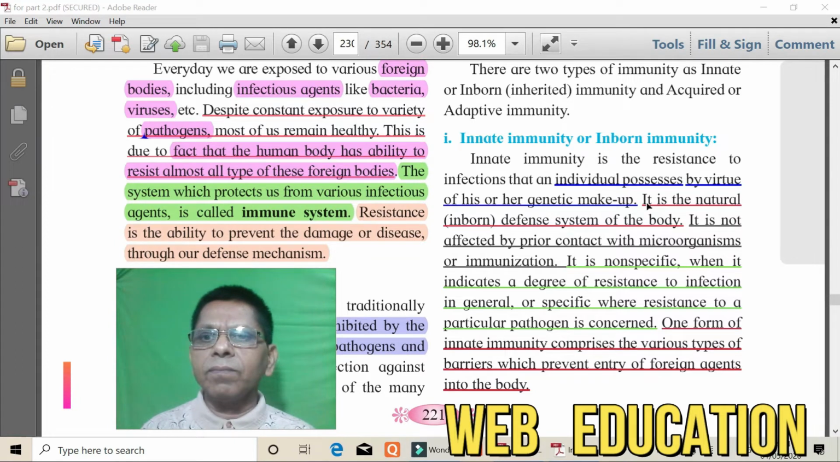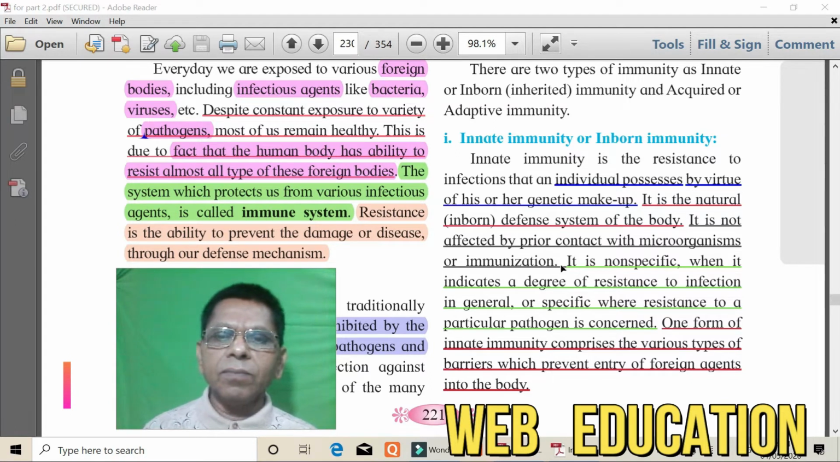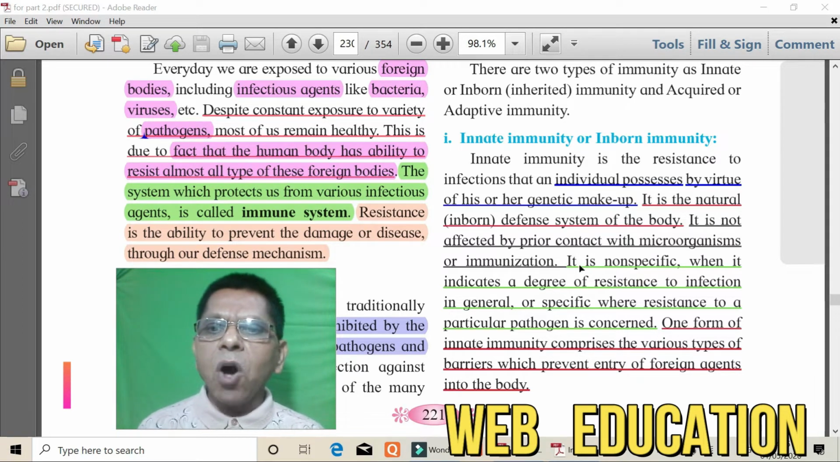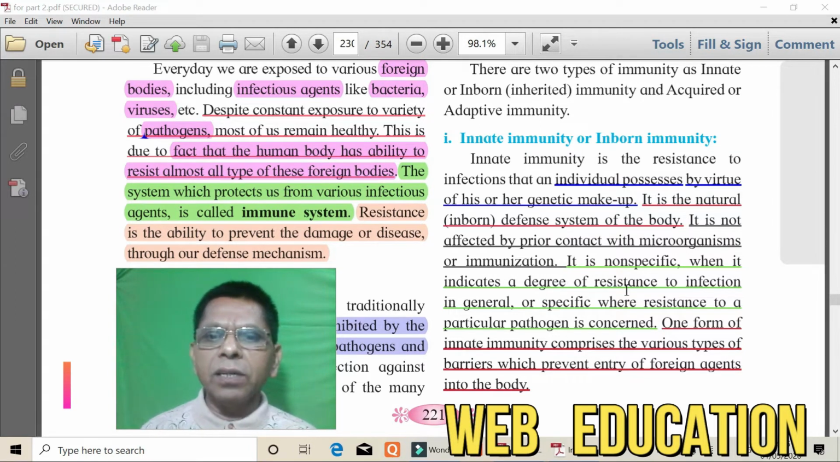Then next to this, it is the natural, that is inborn defense system of the body. It is not affected by prior contact with microorganisms or immunization. That is, the innate immunity system retains no memory. Then next to this, it has been mentioned over here, it is non-specific when it indicates a degree of resistance to infection in general, or specific where resistance to a particular pathogen is concerned.